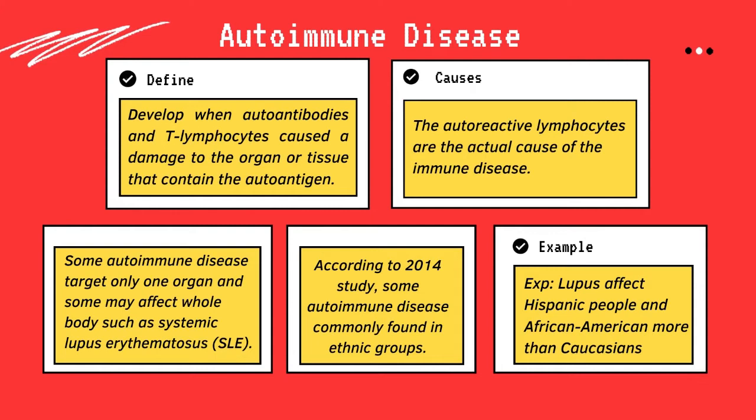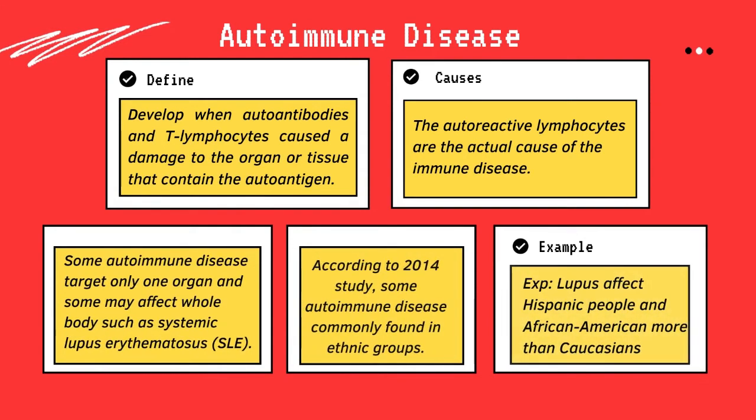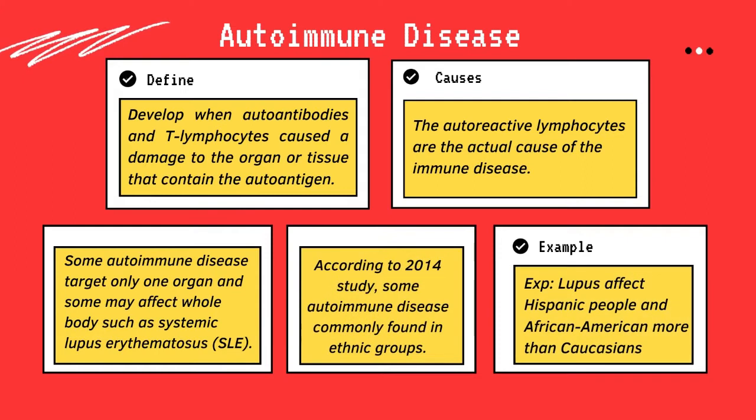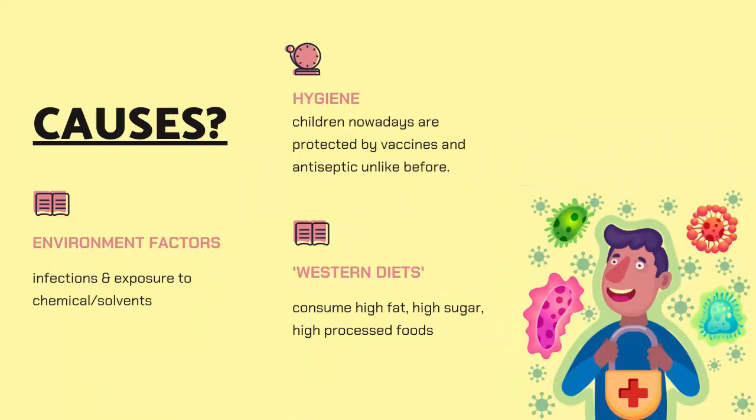According to 2014 studies, some autoimmune diseases are commonly found in certain ethnic groups. Lupus or SLE is commonly found in Hispanic people and African American people more than Caucasians. But this theory from the researchers has not been proven yet.